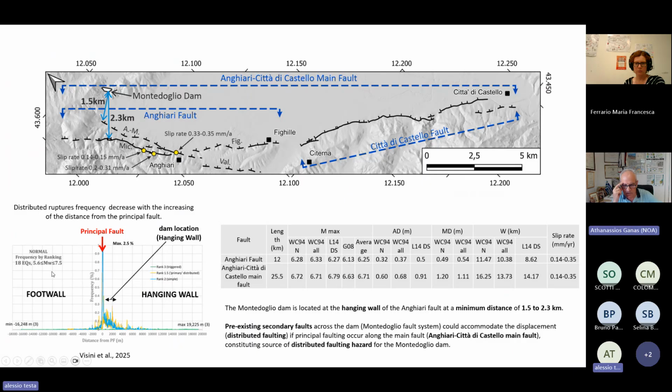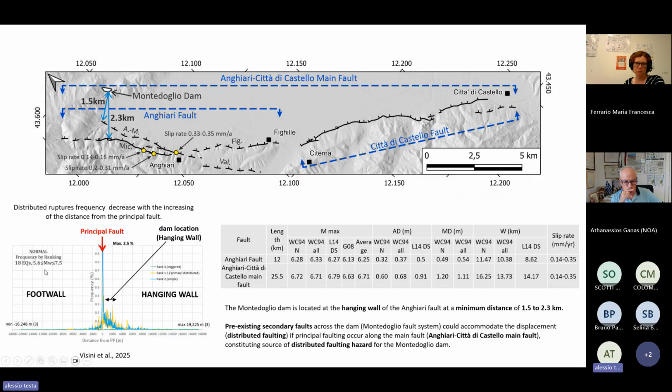Yeah, I understand the question. One example is the figure I showed you. Here you have 18 earthquakes between 5.6 and 7.5, with several secondary ruptures up to 8 kilometers, and even more if we also consider sympathetic rupture, triggered rupture on sympathetic faults. So yes, there are examples in the literature.